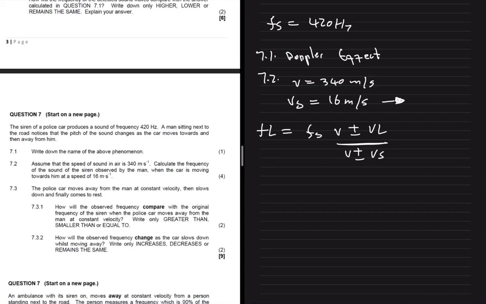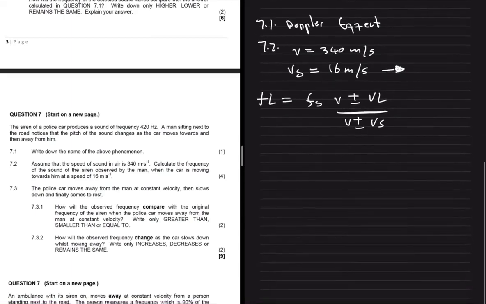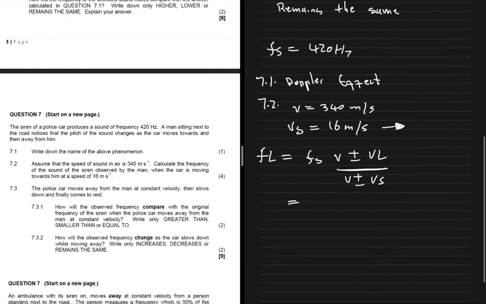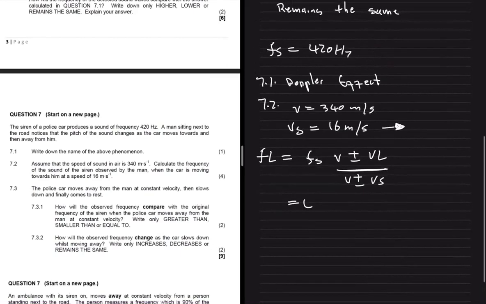Maybe the right thing to do right now is pause the video and try it out by yourself and see if you will get the answer right. I'm assuming you paused the video and tried it by yourself, and now we can do it together. We're interested in finding the frequency observed, so that is FL. The frequency of the source, we already wrote down when we were reading our problem statement.